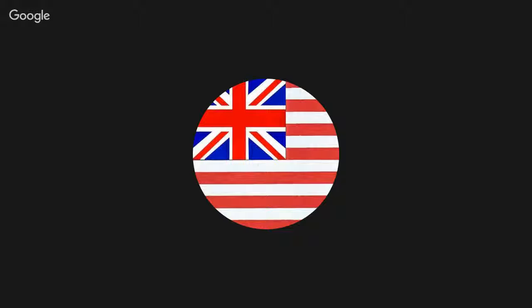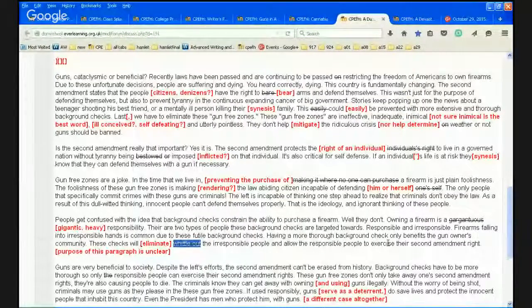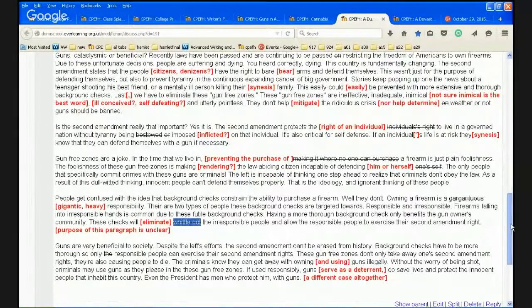The purpose of this paragraph is unclear. The checks will allow the responsible people to exercise their Second Amendment rights. It's about background checks versus good and bad people, because you could have a good person who's irresponsible with their firearms and someone around them could get hurt. So it's responsible people versus irresponsible. No, it could use a little clarification, but I think I could see what you were trying to say, but you might try a little harder to say it.